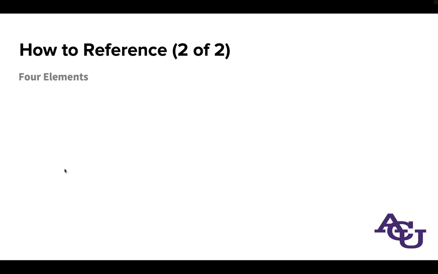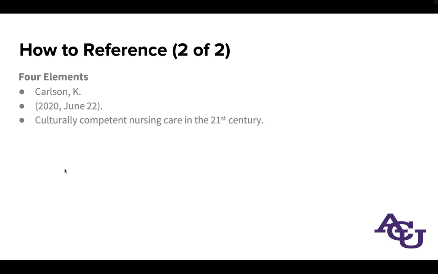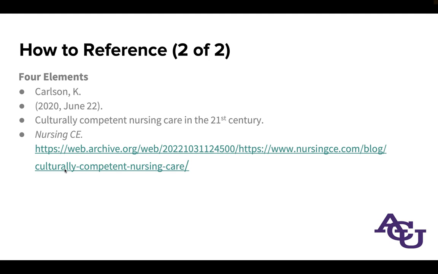So, what should that look like? Well, our 4 elements: we've got Carlson, K. We've got 2020, June 22. We've got Culturally Competent Nursing Care in the 21st Century. And then how to find it? Oh, Nursing CE website, which has an archived version here that you can access.